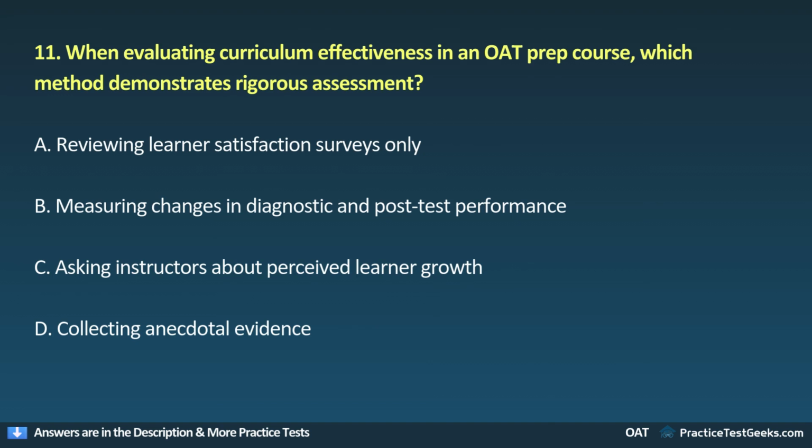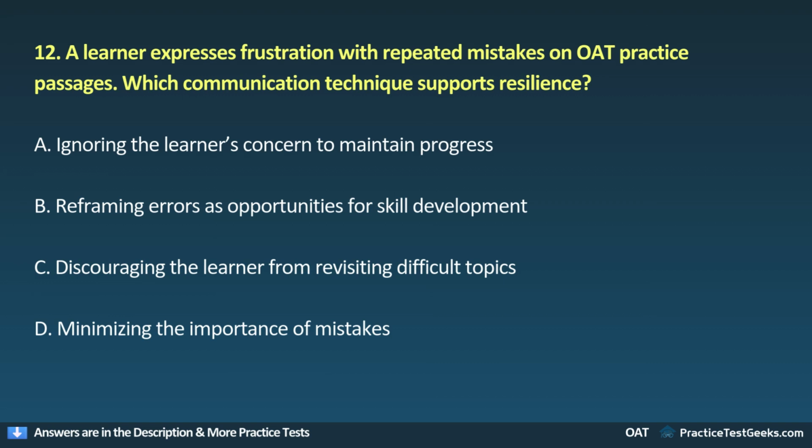11. When evaluating curriculum effectiveness in an OAT prep course, which method demonstrates rigorous assessment? A. Reviewing learner satisfaction surveys only. B. Measuring changes in diagnostic and post-test performance. C. Asking instructors about perceived learner growth. D. Collecting anecdotal evidence.